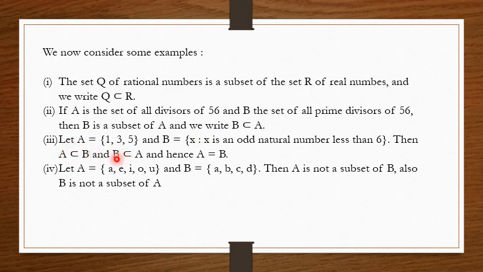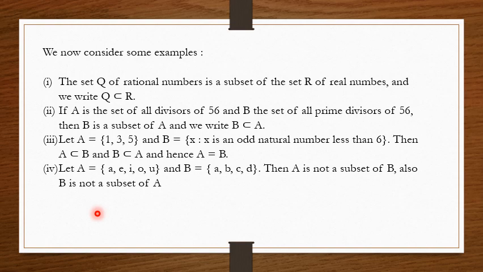Now consider the third example. Let A equal the set {1, 3, 5} and B equal the set of all x such that x is an odd natural number less than 6. What are the odd natural numbers less than 6? 1, 3, 5. All are present in A. So we can say that A is a subset of B and B is a subset of A, because 1, 3, 5 is contained in B, and every element in B is also in A. That is, both are equal. Actually both are equal.